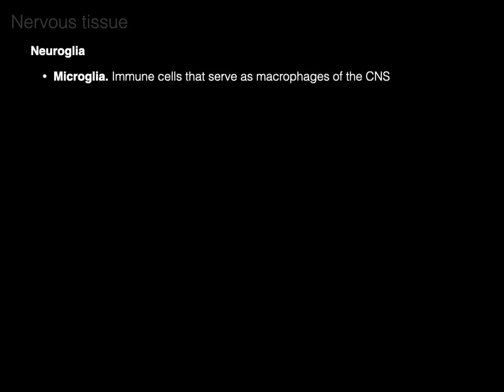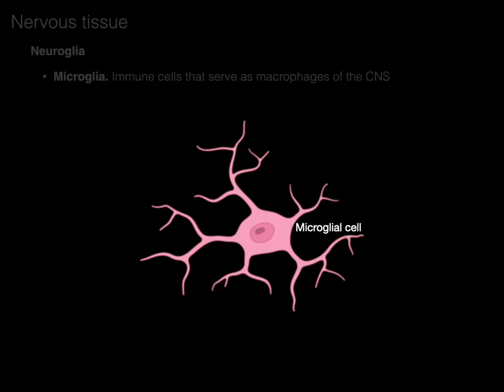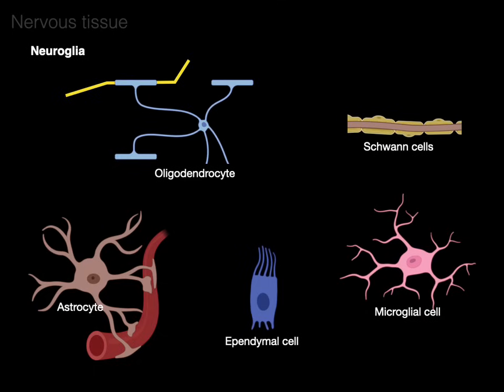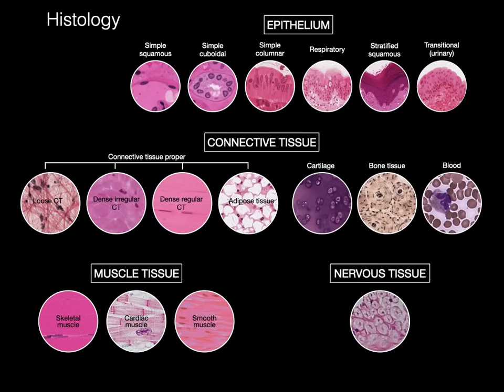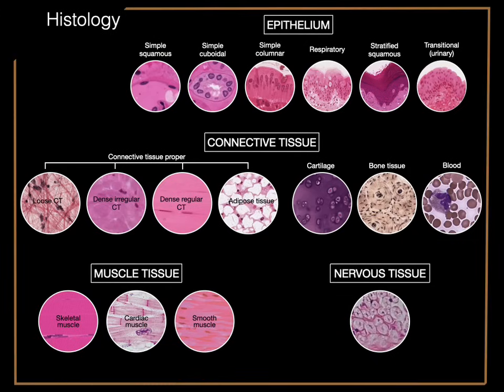Now the microglia, micro for small glial cells, these are immune cells. They're the macrophages of the central nervous system, and there's one microglia cell with lots of these cellular extensions. They serve as macrophages. So they are all the neuroglia of the nervous system. And that, my friends, is the histology introduction in a nutshell.